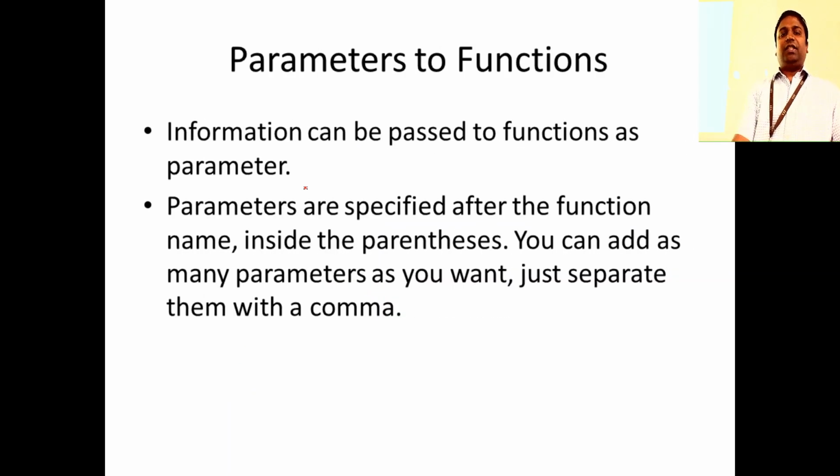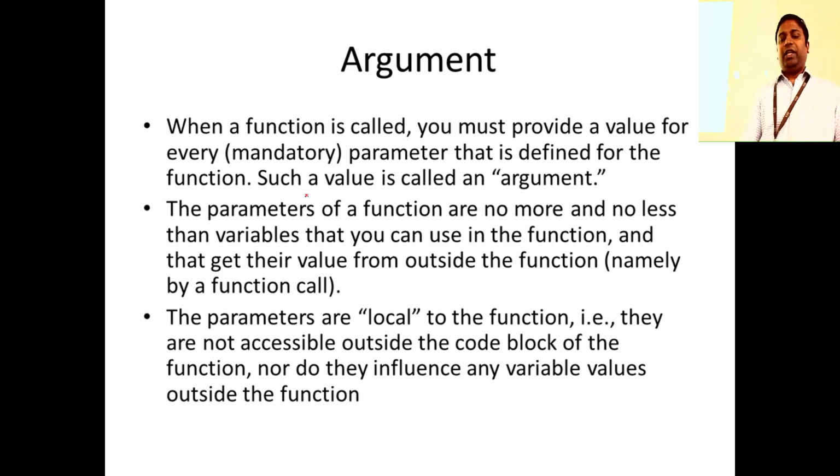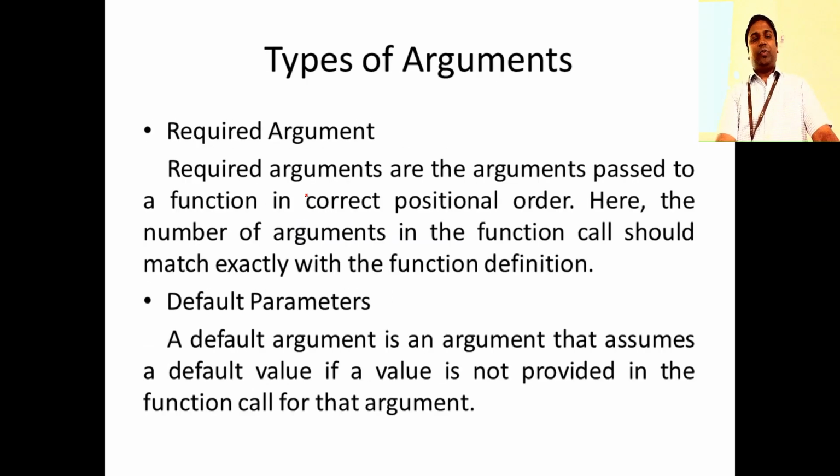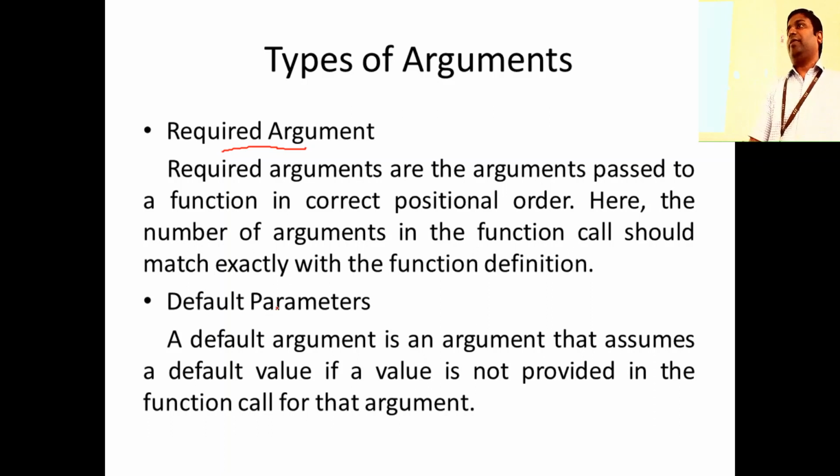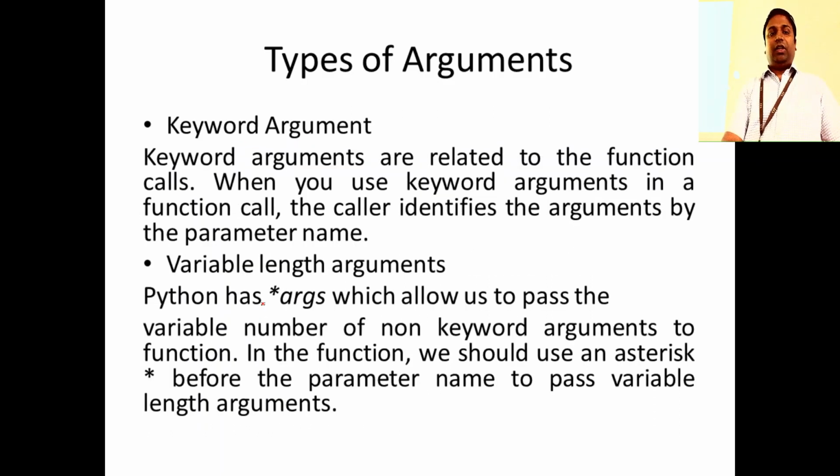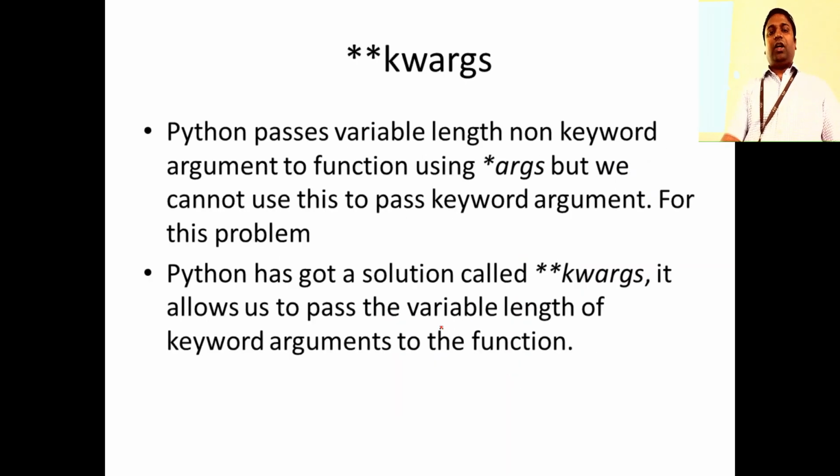We have taken some exercises. We talked about four important parameter types and were able to understand them: required arguments, default arguments, keyword arguments, and variable length arguments. We used a single star to pass variable length non-keyword arguments, whereas to pass variable length keyword arguments, we use double star kwargs.